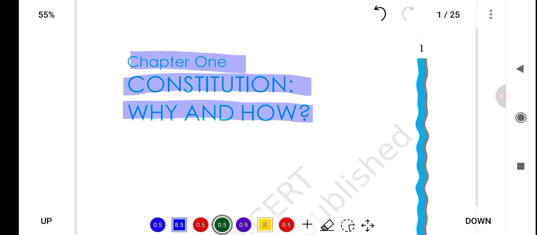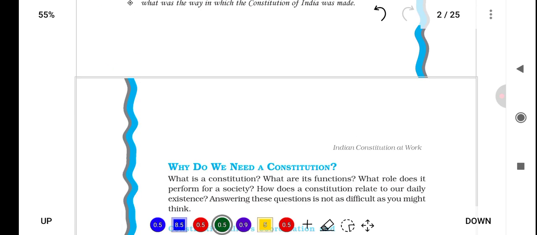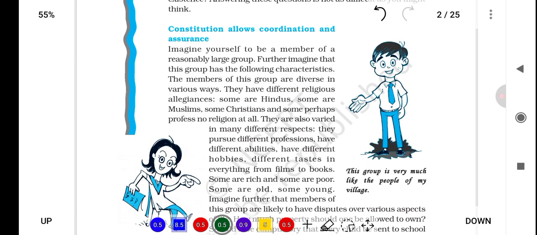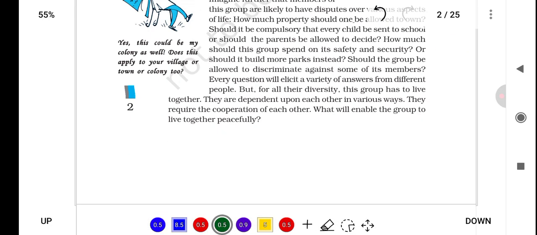So in short, we discovered what this chapter is all about. Now let's have a look at the overview of this chapter. Introduction. Why do we need a constitution? In these two cartoon figures, the constitution allows coordination and assurance. You can even read the statement given below this cartoon, which can help you get a wider purview of what this chapter is all about.